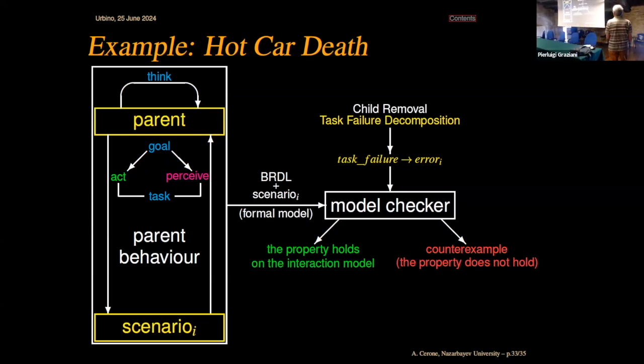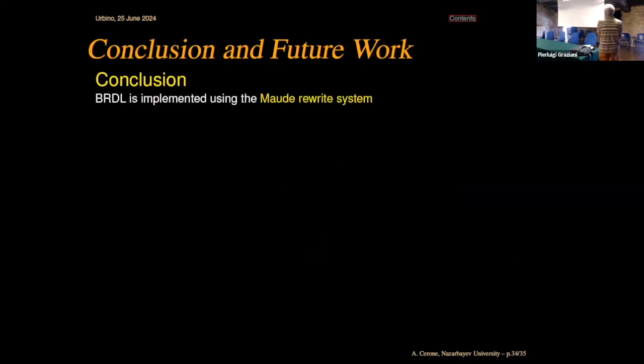We have a number of errors. One is post-completion error, but there are others. So we want to see that the task failure, so forgetting to remove the child, actually causes this specific error, okay? Under the specific scenario. So when we have classified the scenario as a post-completion error, we want to verify that this is correct. So this is actually ongoing work still.